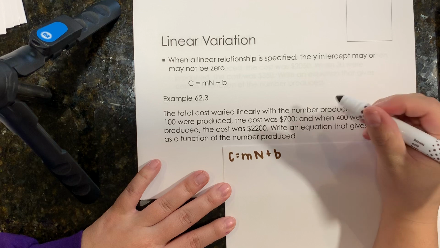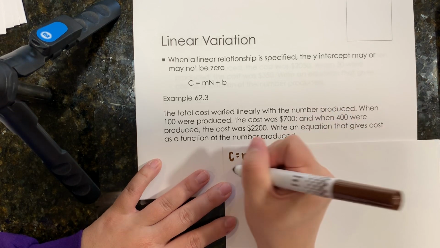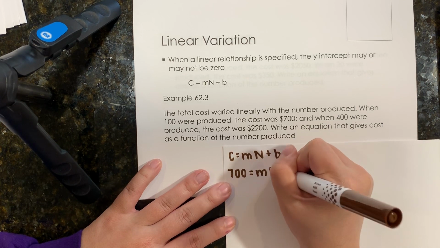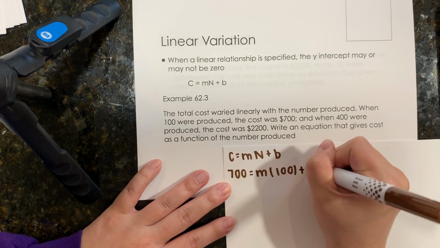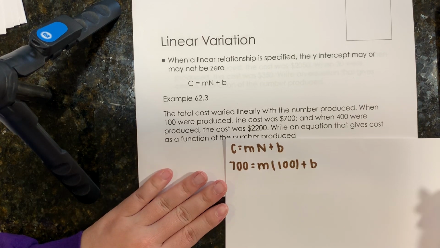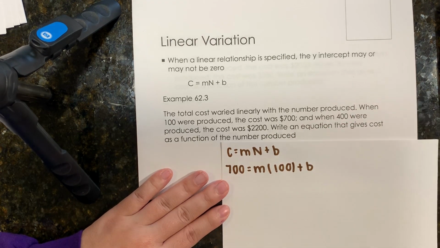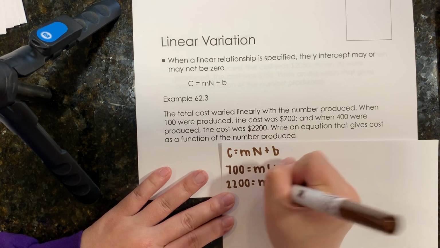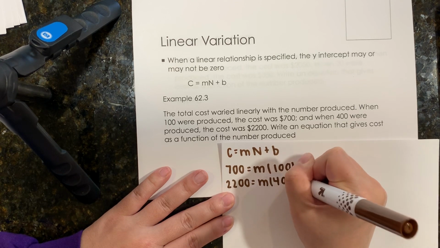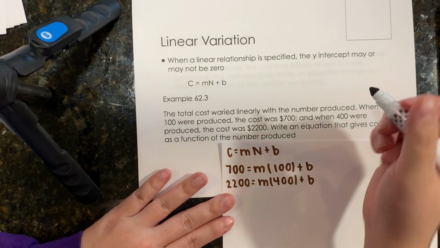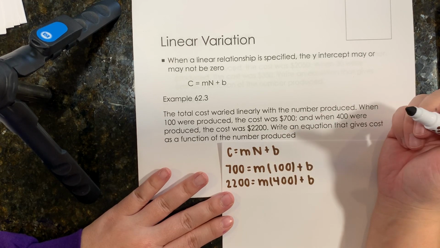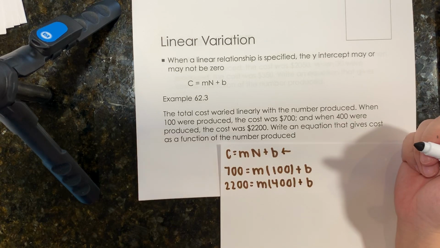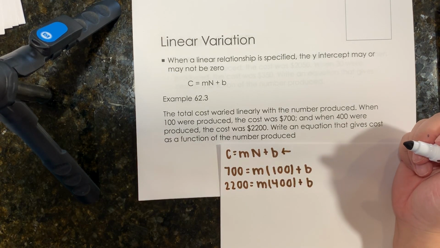Now it says when 100 were produced, the cost was 700. So that means cost would be 700. The number that were produced was 100, plus b. Remember, you're solving for m and b. And when 400 were produced, the cost was 2200. So that would be 2200 equals m times 400 plus b. It says write an equation that gives cost as a function of the number produced. So really, all we're trying to do is solve for this equation right here. We are trying to solve for m and then solve for b, and that's it.